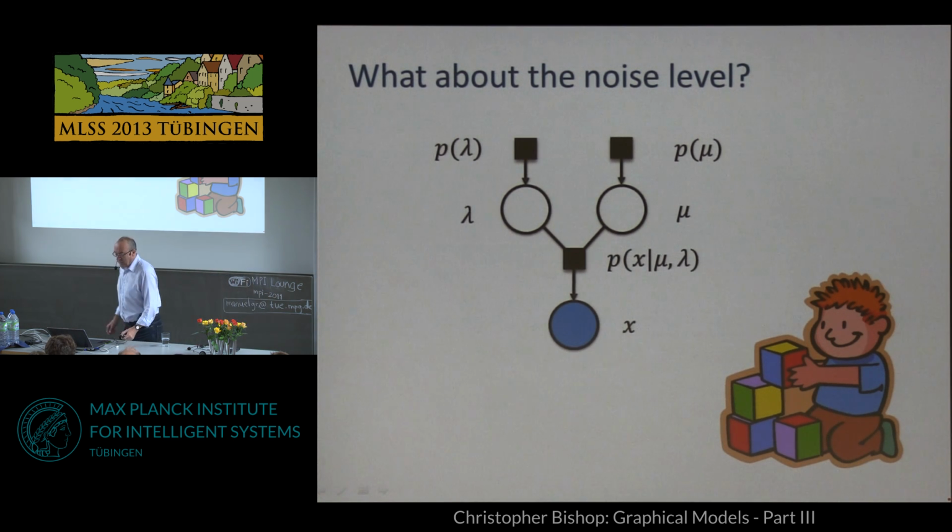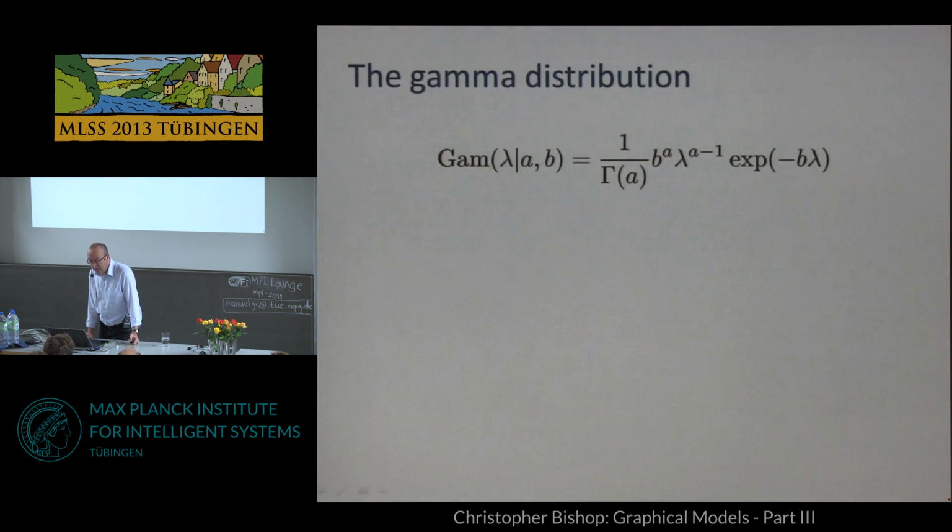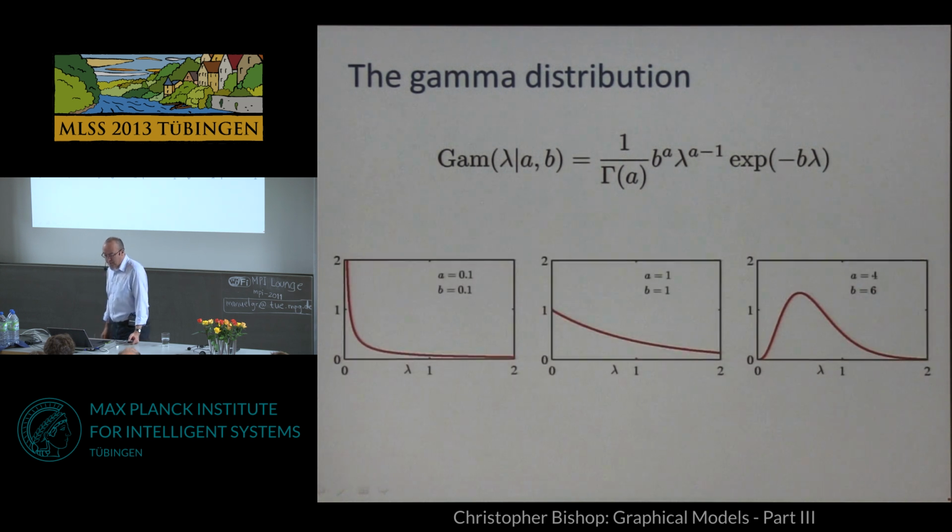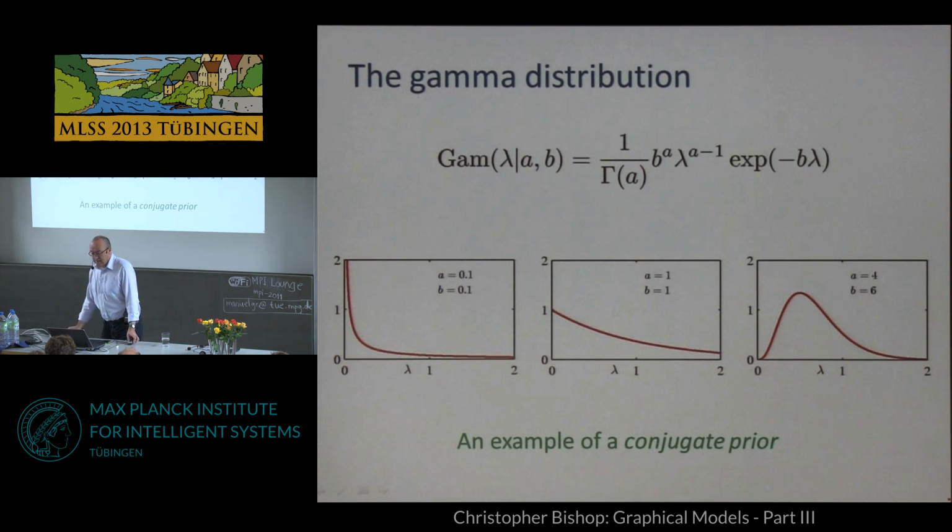So we need a distribution for this non-negative precision, and the thing we're going to use is called a gamma distribution. That's its expression. That's a plot of the gamma distribution. It's a distribution over lambda which goes from 0 up to plus infinity. It has a couple of parameters, and according to the choice of parameters, I can get different shapes of distribution. And this is an example of what's called a conjugate prior, a slightly technical point, but it just means that it's a distribution of a lambda that's very well matched to the distribution whose parameters it's describing, in this case the Gaussian.